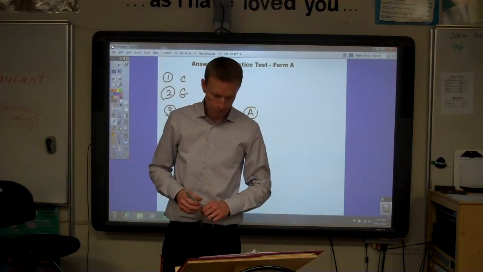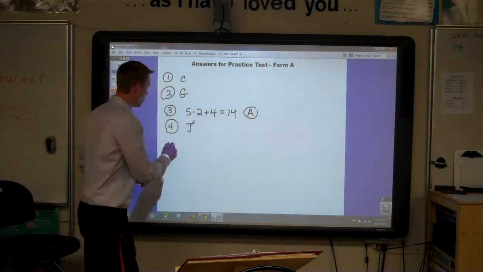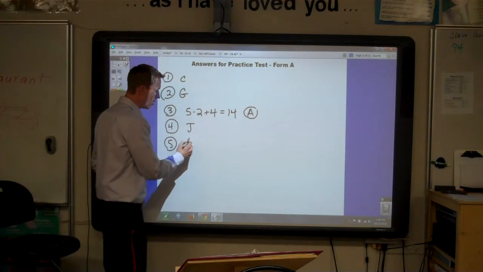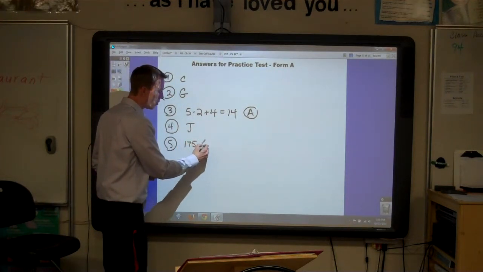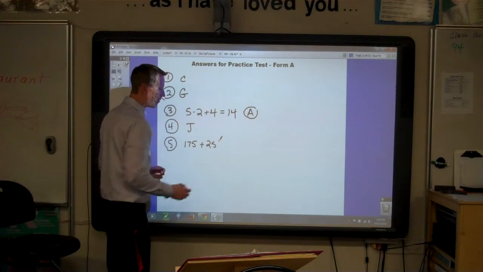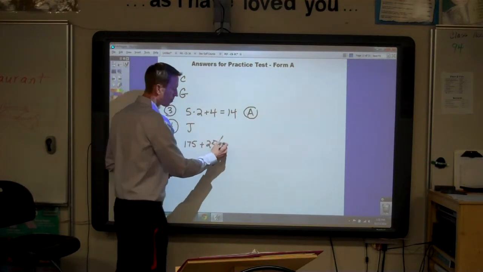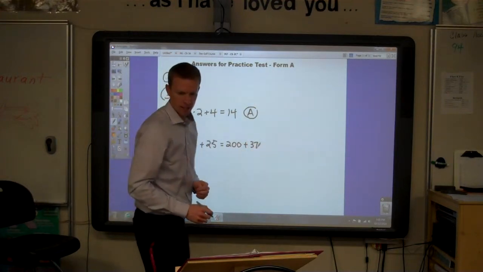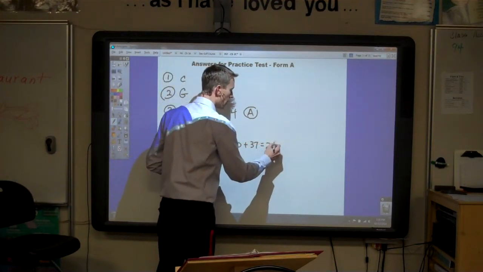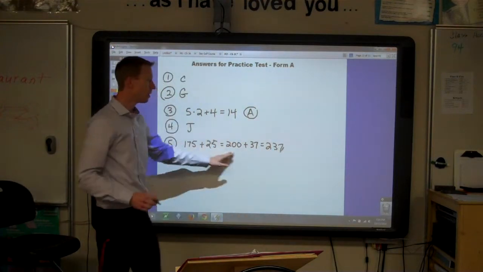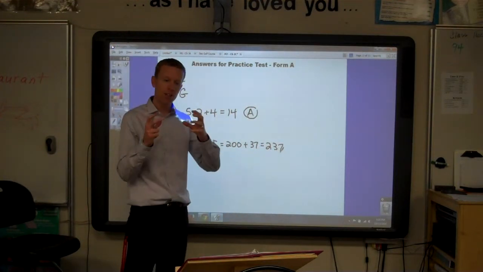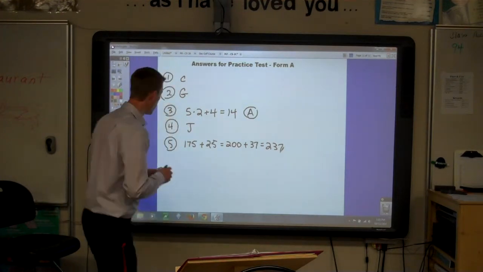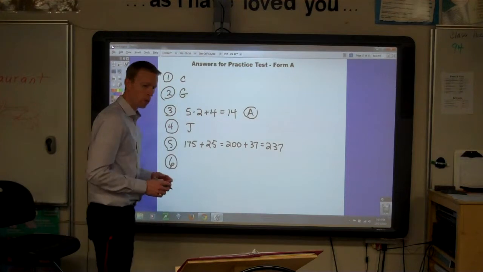Number 5. In this one, we're looking for ways that you can do this mentally. So we went through a lot of these together in class. You could switch the order to do 175 plus 25 first. So that's 200 plus 37, I think it is. Yep. And that makes 237. So just by showing this, you're showing the mental process of putting the numbers together to make 100 first.